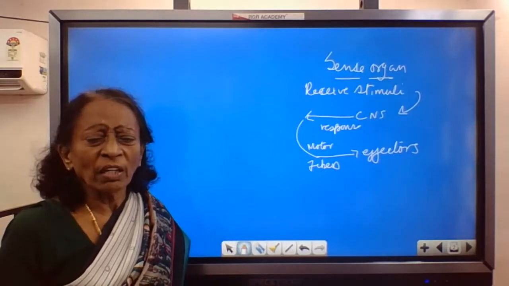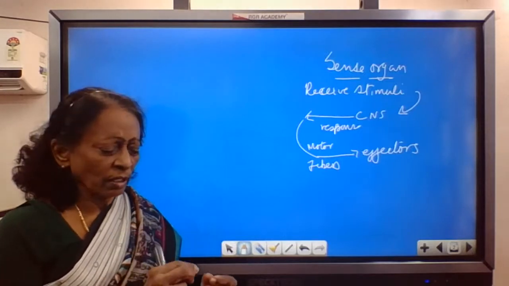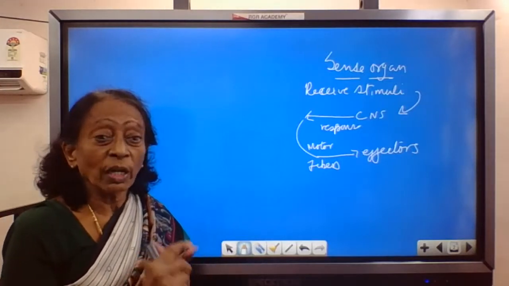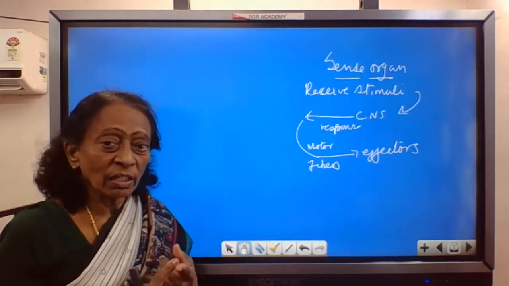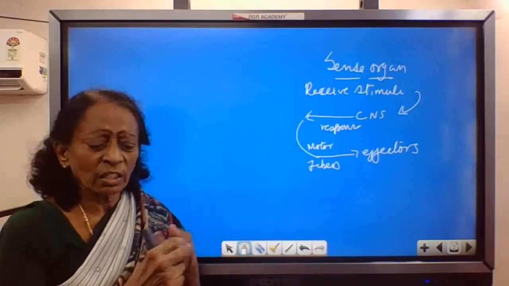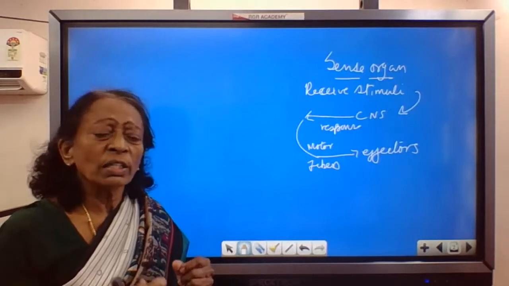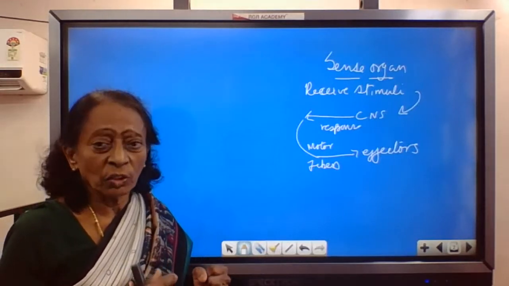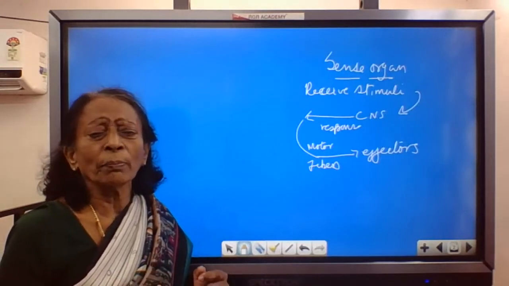Suppose I have a pain. Suppose I get a cut. You know very well, you are cut and the pain is there. And what immediate response should you make? You press the area, or stop the bleeding, or put on a bandage. All these responses are voluntary. You are aware of your cut, you are aware of your pain.